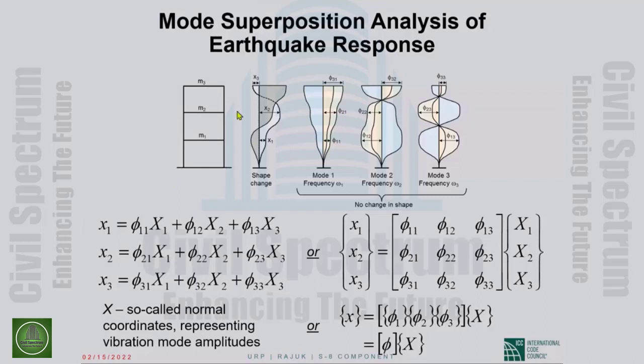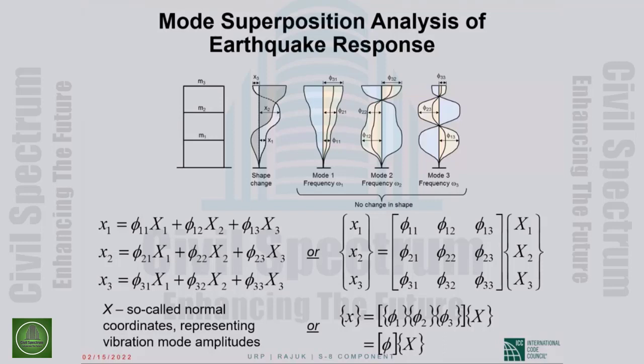So this is the lumped mass model of a 3-story building that is undergoing vibrations under earthquake excitation. The thing that is all important is that the deformed shape of the building changes from one instant to the next. Okay, the deformed shape is not the same for any significant length of time.